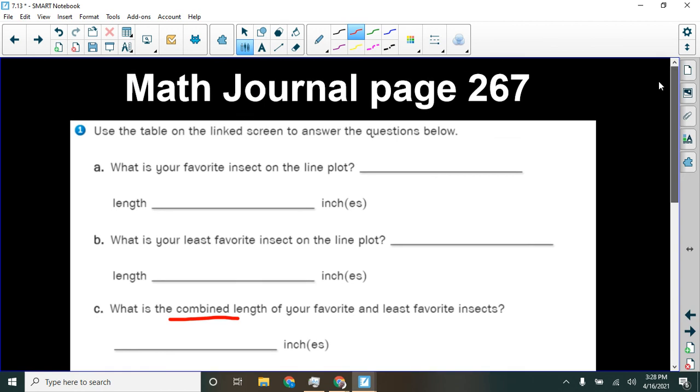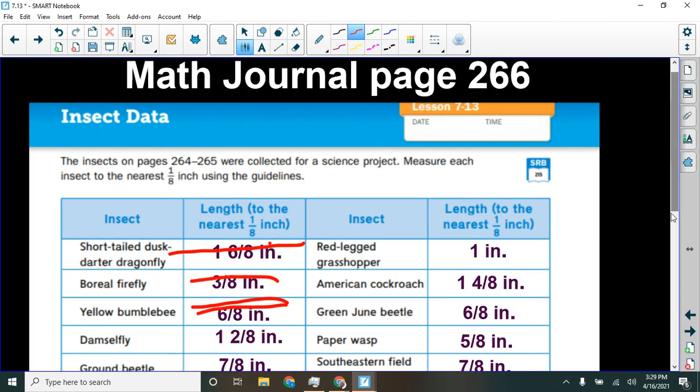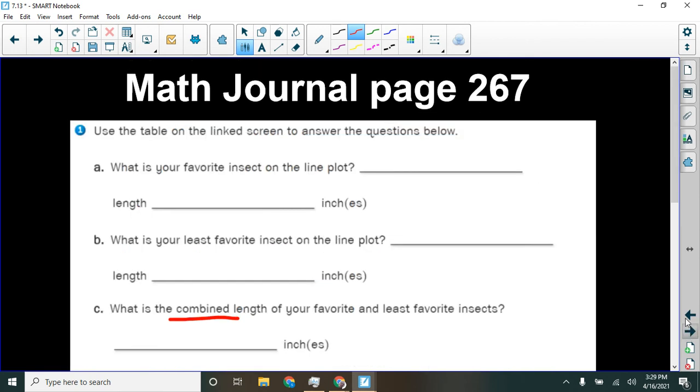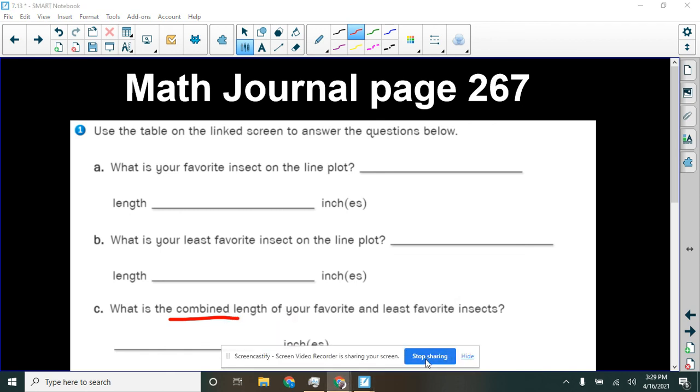You're going to be working on Math Journal page 267. Of course, you need your line plot done already, but we already did that together, so hopefully that's already finished. But if it's not, you have to go back and do that. All right, 4th graders, that is all today. First we reviewed measurement skills to the nearest 1/8 of an inch. Then we took that data and put it into a line plot. If you have any questions, reach out and let me know. Enjoy the bugs. Good luck.